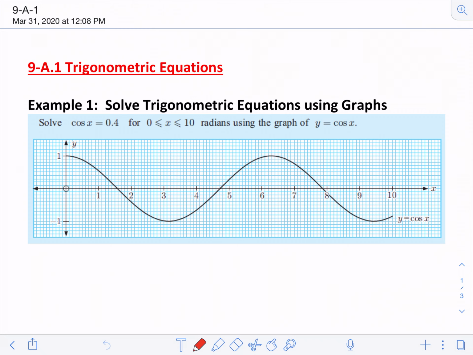So we're going to get started with section 9A1, Trigonometric Equations. So you can follow along in the book if you want to print out these notes. I will have them posted in our notes sections as well. Or if you want to make your own notes along the way, please feel free.